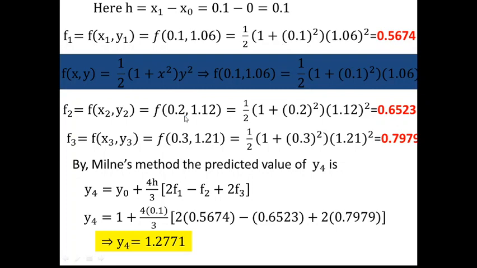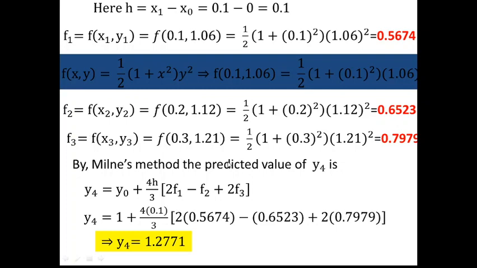On similar lines, we will find out f2. f2 means the value of the function at x2 equal to 0.2 and y2 equal to 1.12. So simply replace x by 0.2 and y by 1.12 in this formula and simplify. So you will get it as 0.6523. Note here, we will do the calculation or the simplification part up to 4 decimal places. So in this way we will obtain f1, f2, f3.